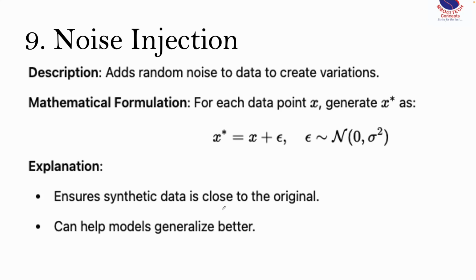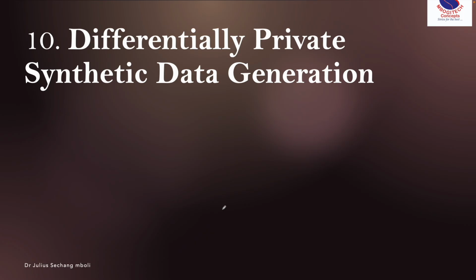But that can still help models generalize better, because in real world scenario, those noise are expected, right? So apart from having the real data set, introducing noise may actually make the model perform well on real world data sets. So 10, and finally, differentially private synthetic data generation.